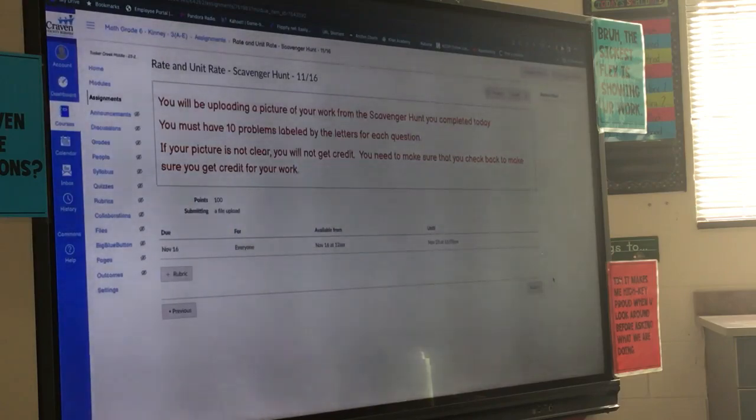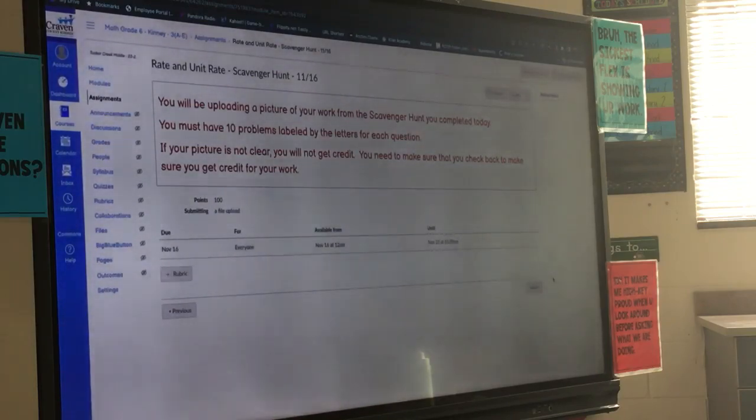Is that for us, the 10th grade? No, that is for 8th grade. Yeah, no tests, not till Tuesday. Okay. Are we talking about progress reports? We're talking about the scavenger hunt.